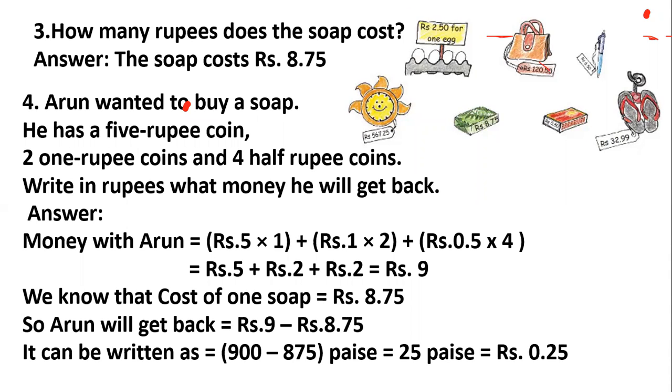Cost of the soap is 875. 9 rupees minus 875 paise. 9 rupees means 900. 8 rupees 75 means 875. So 25 paise she will get back from the shopkeeper.